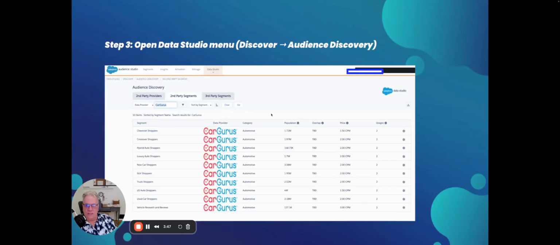To keep this short, this is, for instance, a Data Studio acquisition, get CarGurus. The first line is Chevrolet shoppers, 1.7 million. What's the cost? $1.50 per thousand of this list. Then you ingest it into Salesforce Marketing Cloud, or actually Social Studio, not necessarily some sort of social serve-up tool like Ad Manager, and serve up images to this audience to then convert into your sale.